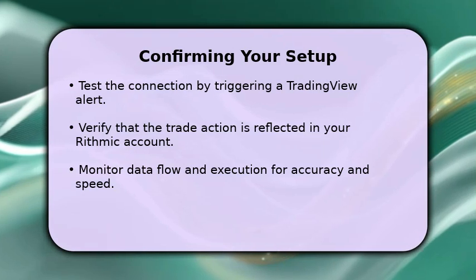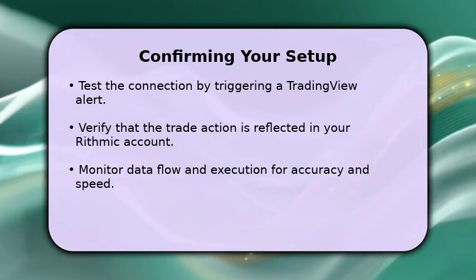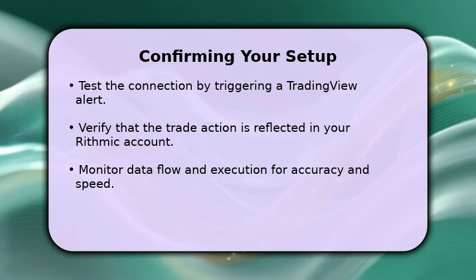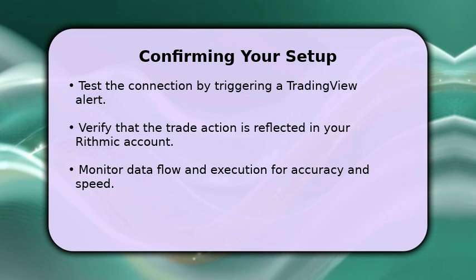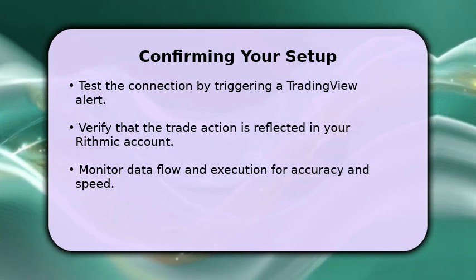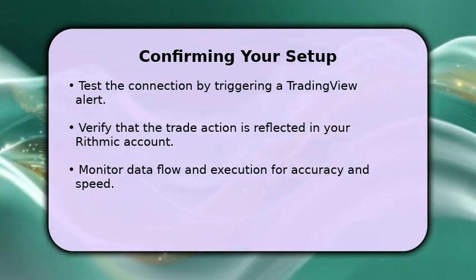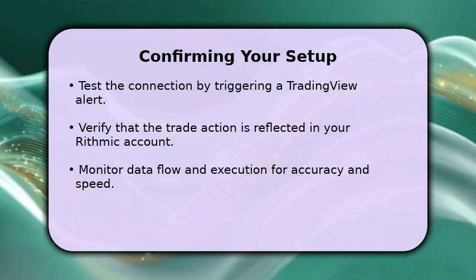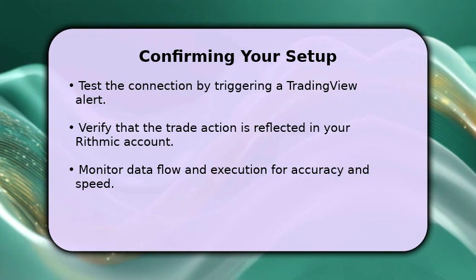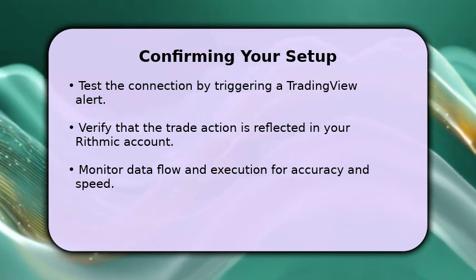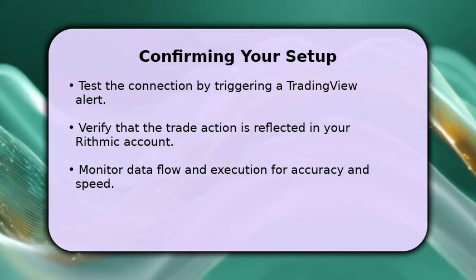After completing the setup, it's vital to confirm that everything is working as expected. Initiate a test by triggering a TradingView alert that should send a signal to your bridging service. Then, verify that the corresponding trade action, such as placing an order, is accurately reflected in your Rithmic account. Continuously monitor the data flow and execution speed to ensure optimal performance.